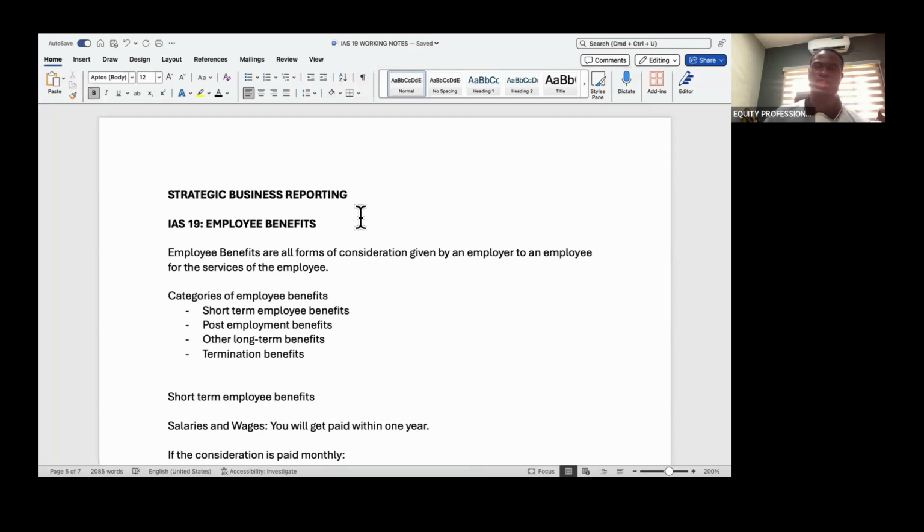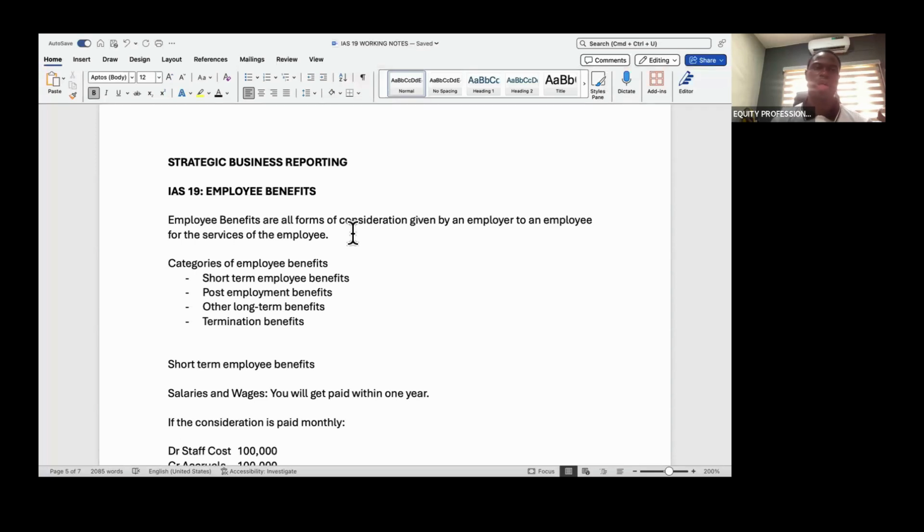Last week, we started with IAS 19 on employee benefits. And I told you that employee benefits are all forms of consideration given by an employer to an employee for the services rendered by that employee. And we mentioned that these employee benefits could either be short-term employee benefits, post-employment benefits, other long-term benefits, or termination benefits. And we said our mission is to learn how to account for these categories of benefits.